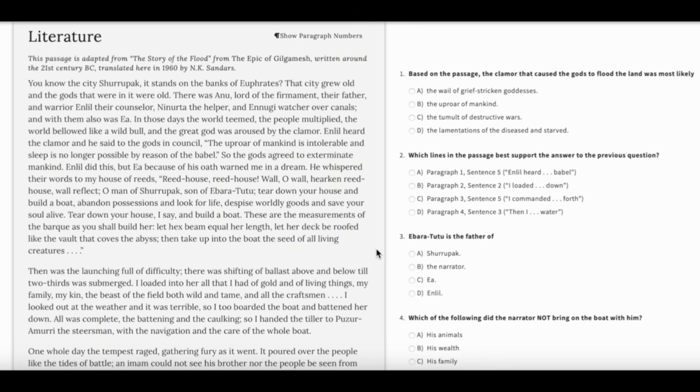Do you think you could answer the question on your own? What was the clamor that caused the gods to flood the land? I think it was the noise of all the people in the world. I agree, yeah. And I can ask this question, what's your evidence for that? In the first paragraph, it says, the people multiplied, the world bellowed like a wild bull, and the great God was aroused by the clamor. Yeah, I think you're right. There's that evidence there in the first paragraph.